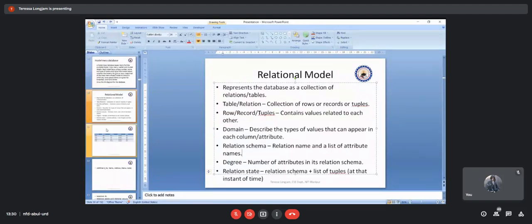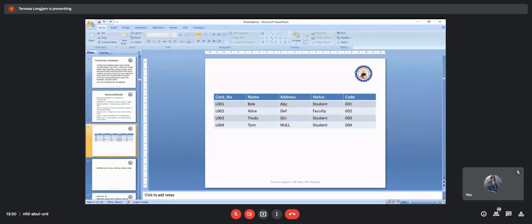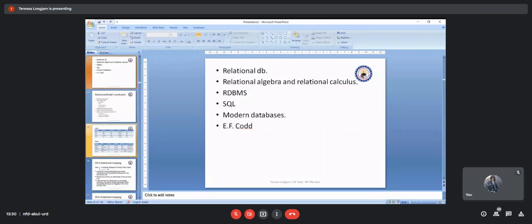Okay, so this is an example relation, which is representing the user entity type. And even the details about the individual users are also represented here by using this relational model.